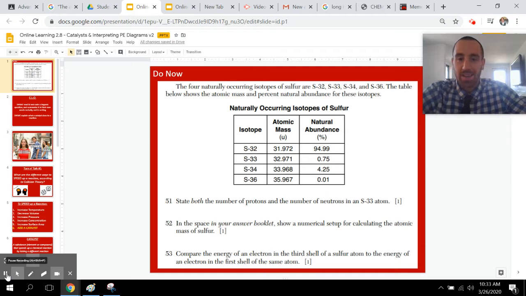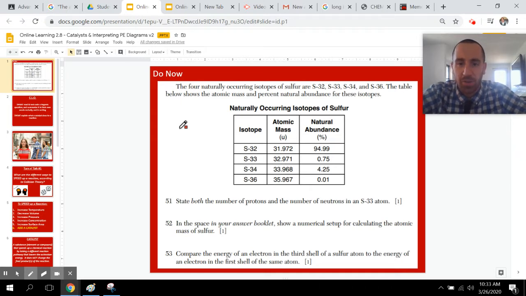Now, for our lesson for today, the do now, it is about naturally occurring isotopes of sulfur. So let me switch on here. The 4 naturally occurring isotopes of sulfur are S32, S33, S34, and S36. The table below shows the atomic mass and the percent natural abundance for these isotopes. Immediately you should be thinking about that lab we did with the little marbles and the different sized spheres that you guys weighed. We did a lab like this with percent abundance.